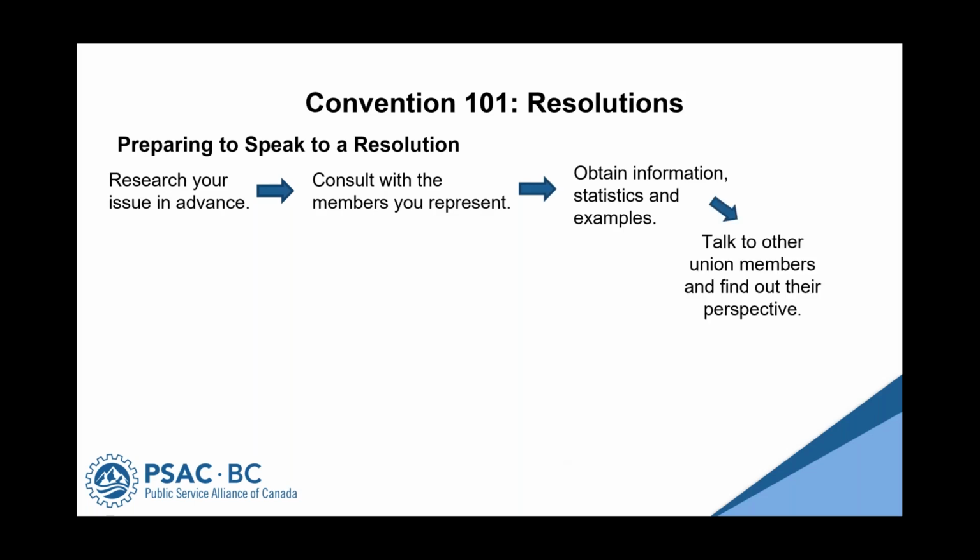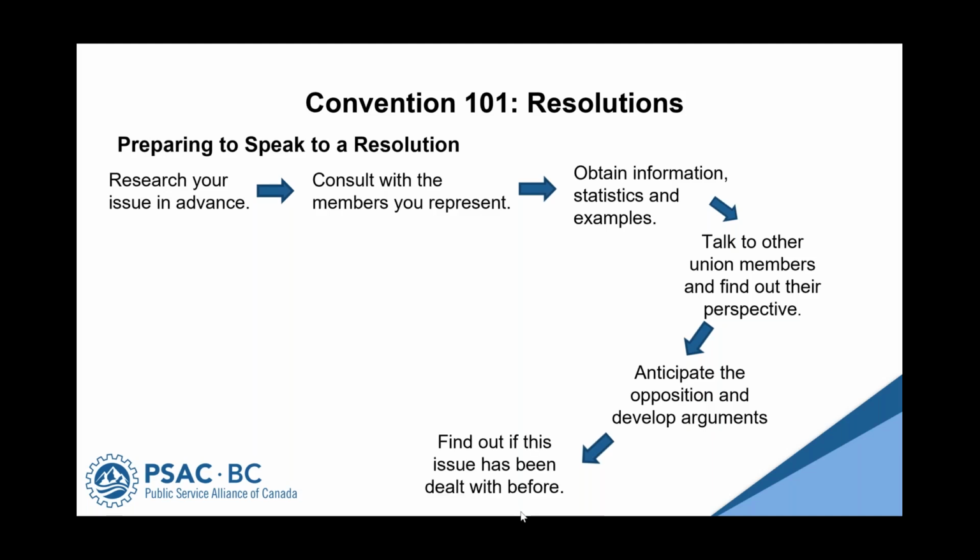Talk to other union members and find out their perspective. Anticipate the opposition and develop counter arguments to deal with their concerns. Find out if the issue has been dealt with before, and in what context. Be prepared to identify why it is important to deal with the issue now. You could look at resolutions of record and past convention committee reports. You could ask your PSAC regional rep for help.